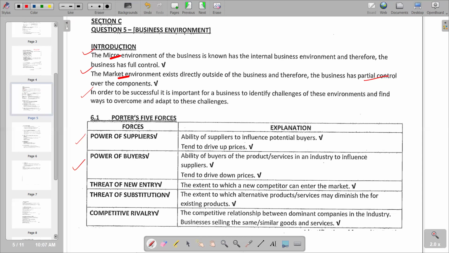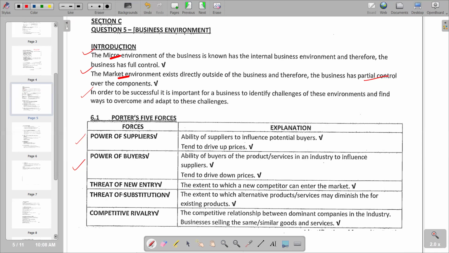And then if the demand goes down, obviously we are going to see a reduction in prices. So basically, that's how buyers can also determine the price levels. So that's what we have for the second part.